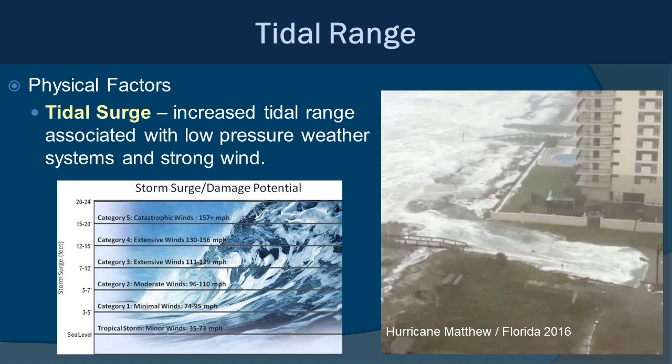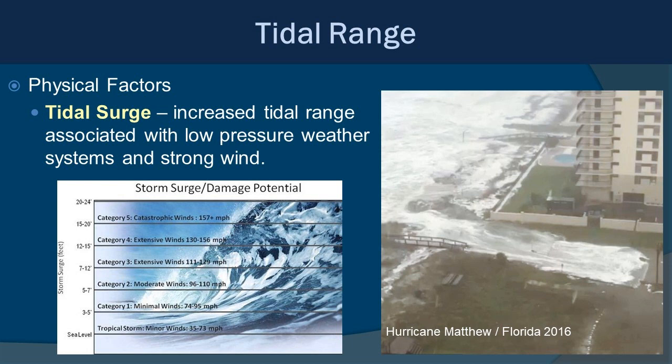Another factor has to do with storms, and we're going to talk about tropical cyclones and hurricanes in another note set, but as storms or low pressure systems come near shore, they can bring what we call a tidal surge. It's that increased tidal range associated with these strong storms. This is a picture of a tidal surge from Hurricane Matthew in 2016, and you'll notice that water coming all the way and past the condominiums there.